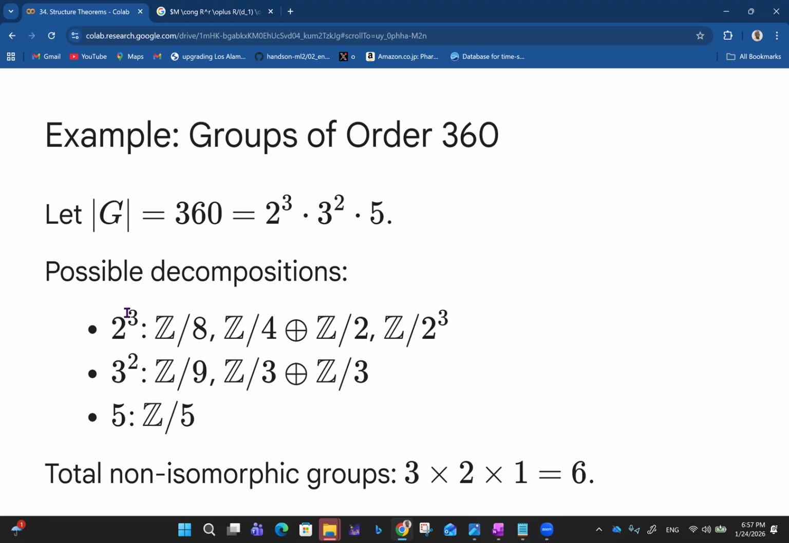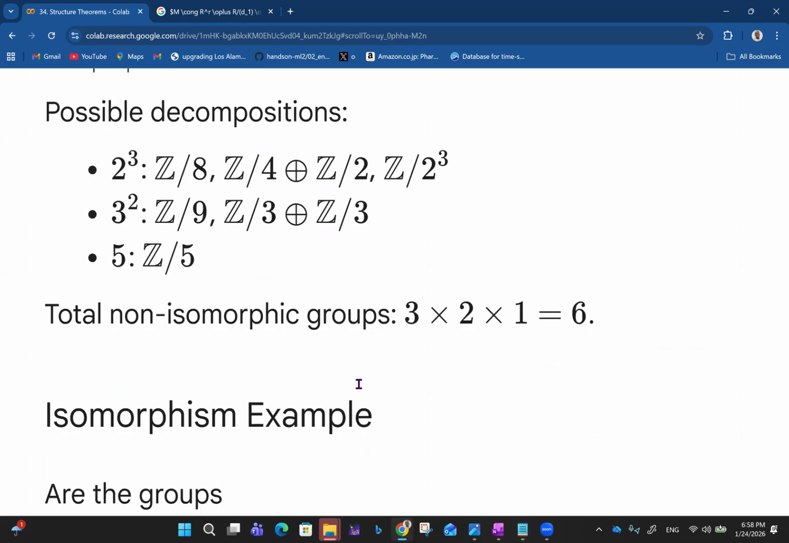So again, 2 raised to power 3. So you have Z/8, which can be Z/4 ⊕ Z/2, or Z/2 raised to power 3 straight up. Like this. So 3 raised to power 2, you have Z/9, Z/3 ⊕ Z/3, and all that. So you have 6 possible non-isomorphic groups you can form for groups of order 360.